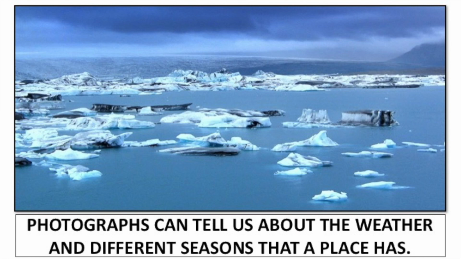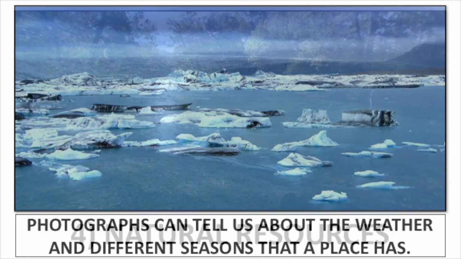Photographs can tell us about the weather and different seasons that a place has. So in this photograph here, does it look hot or cold? Cold. What can you see? Ice. So where do you think this is? Do you think this is in Thailand? No. This is in the North Pole, because you can see all the ice and the snow.